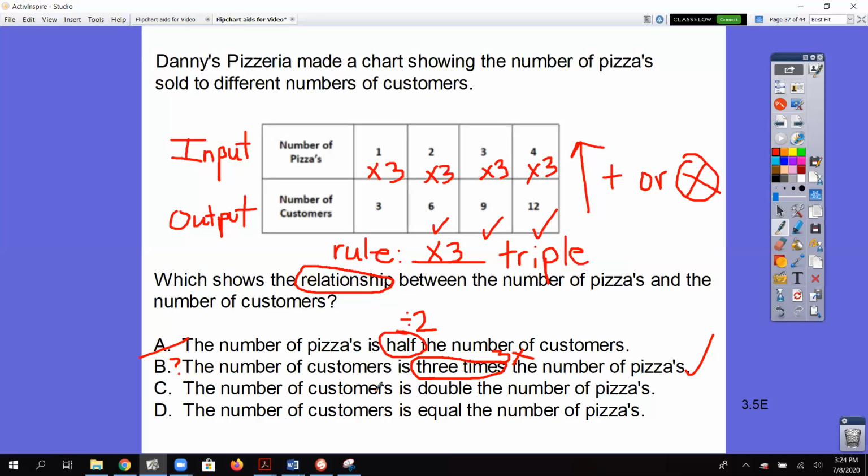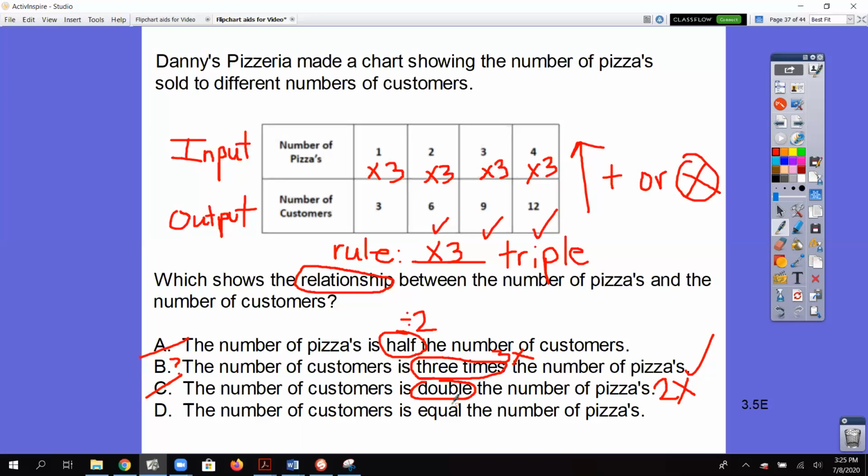C, the number of customers is double the number of pizzas. Double means 2 times. We found that it was 3 times, right? It's not 2 times. Another way to say double is twice. You can say 2 times. You can say double. Double is the opposite of half. When you half a number, you divide by 2. When you double a number, you multiply by 2. So those 2 things are opposite of each other. It's not double, right? We know that.